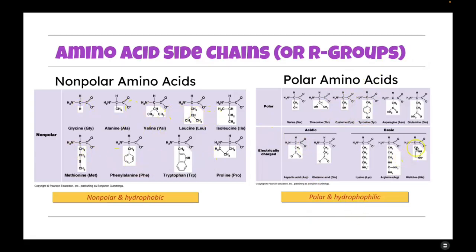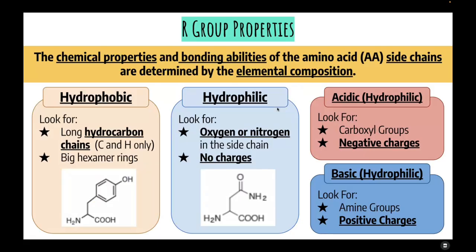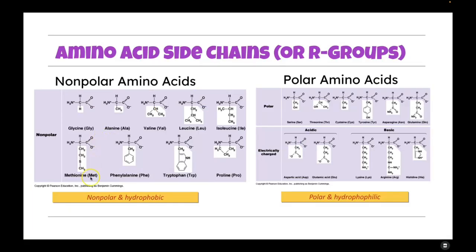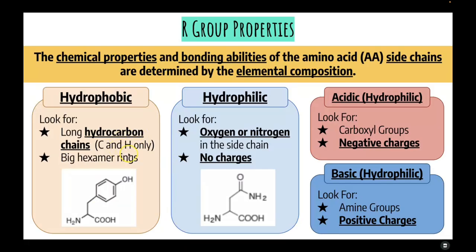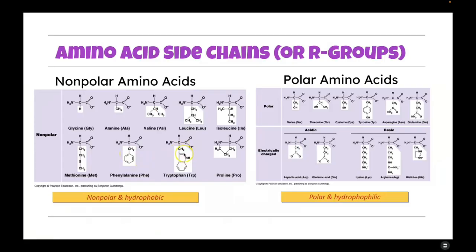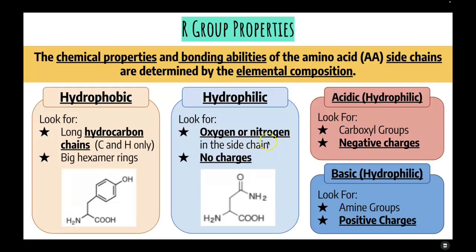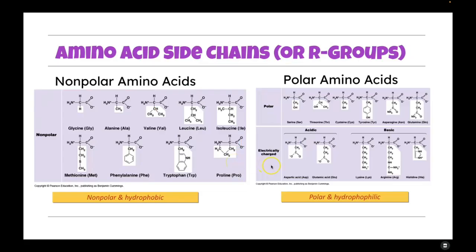So you want to look at the R group to determine whether or not it's nonpolar, polar, whether it's hydrophobic, hydrophilic. All right. So hydrophobic would have those hydrocarbon chains. So you look over here and you see that it has those chains, those rings. It only has carbon and hydrogen. Over here, you're looking for oxygen or nitrogen with no charges, or sulfur as well. And so here, for example, you see sulfur, here you see nitrogen.